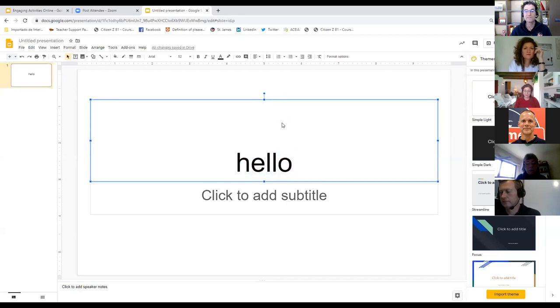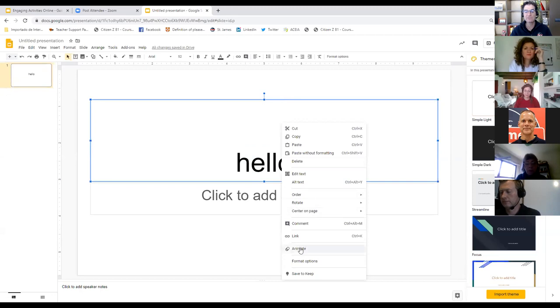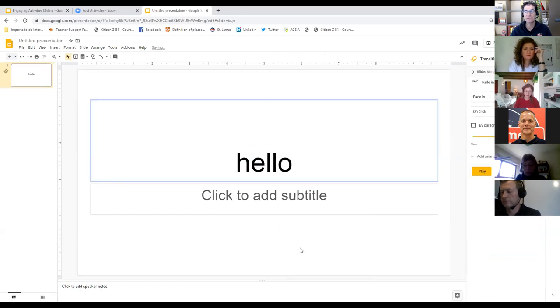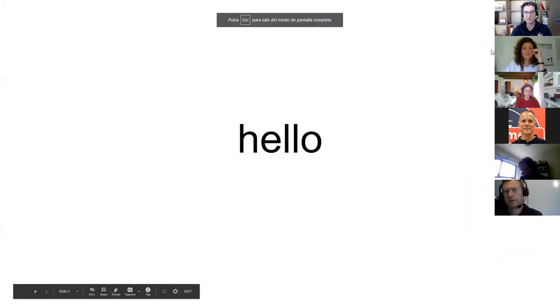You have this, you right click and you go to animate. And then it can fade in, so it flies in, or fade out, it disappears. So if it's like this, then when you click, it disappears.